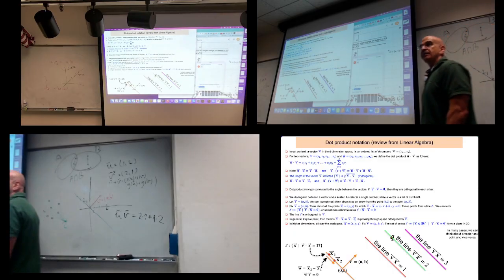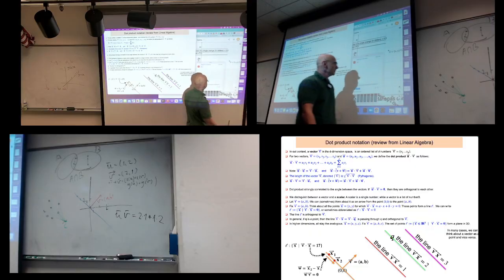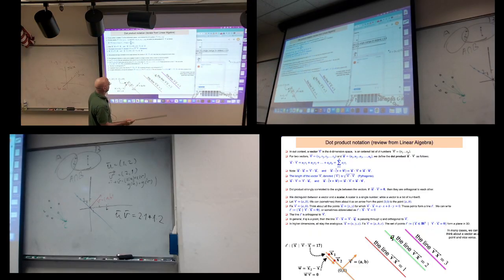So what happened in 3 dimensions? The same thing, the coordinates of v are the same. Now in 3 dimensions, x is a triple x, y, z, and v is a, b, c. It doesn't change.